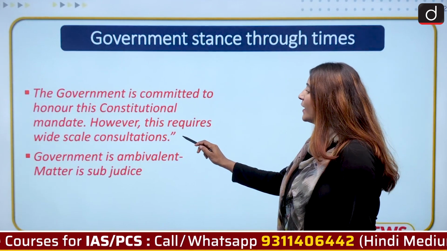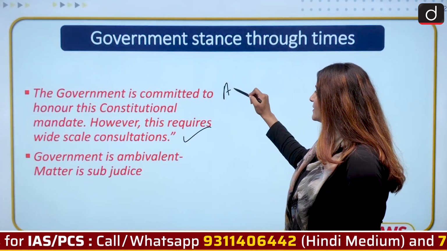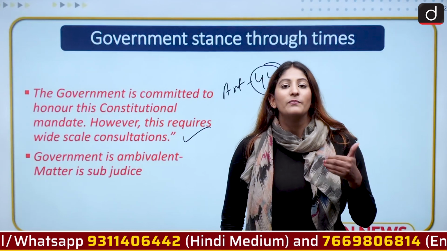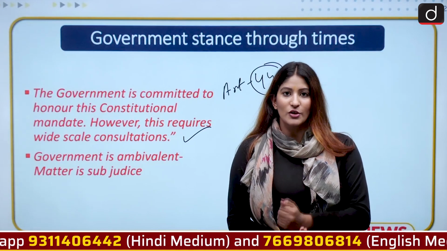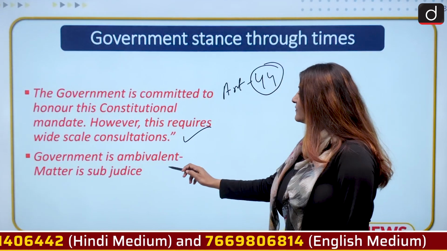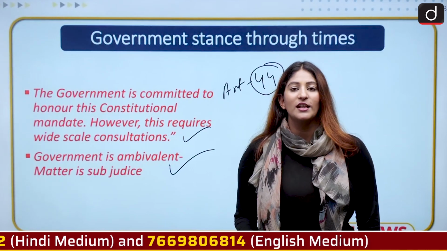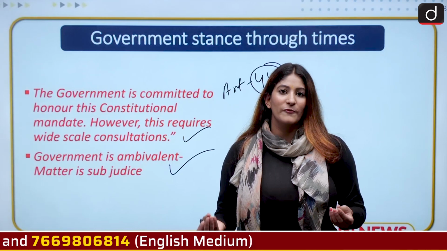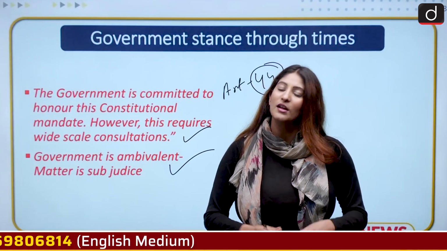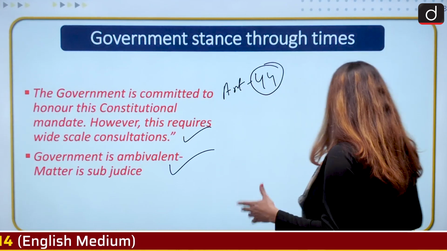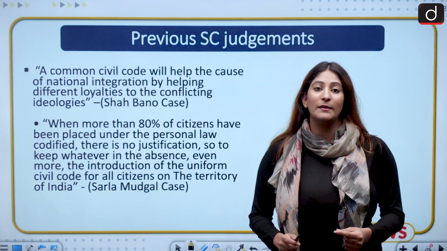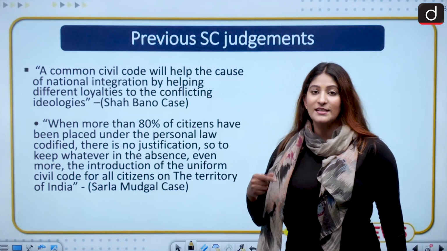However, this requires wide-scale consultation, that is, we are referring to Article 44, and wider consultation should prevail. Also, the government is very ambivalent, the matter is sub judice, because the Supreme Court is still in the process of hearing a clutch of petitions with respect to the Uniform Civil Code. The government wants to pursue the UCC, Uniform Civil Code, but at the same time, it is very cautious in its approach.